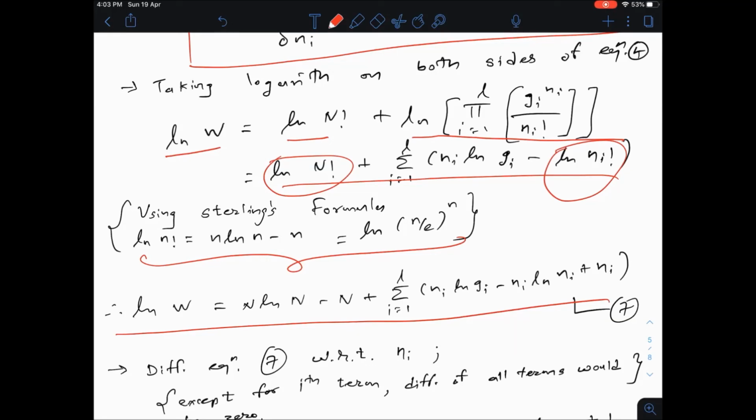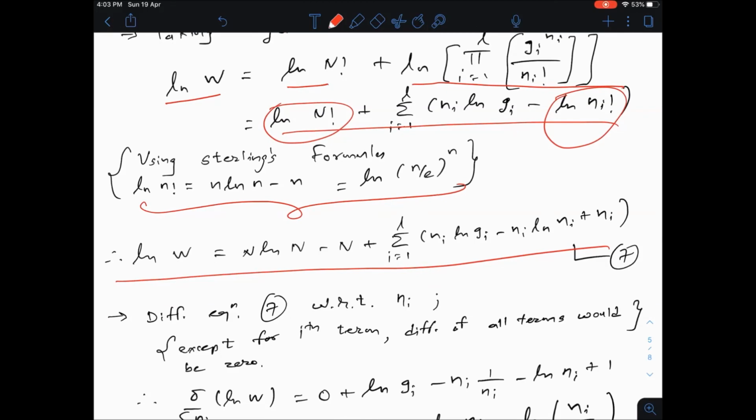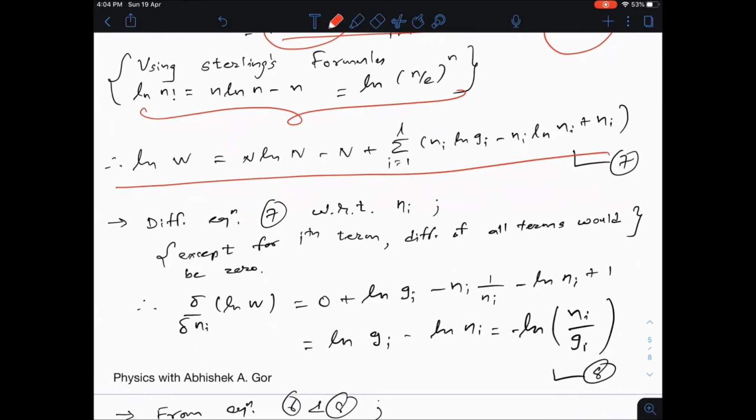Now once we have this, we will differentiate this equation with respect to the n_i level. Why? Because we want to check each and every term. So what does that mean? When I am looking for the differentiation with respect to the n_i term, all the terms would be 0 except the ith term. So by taking the derivative with respect to n_i, what we get is this equation.